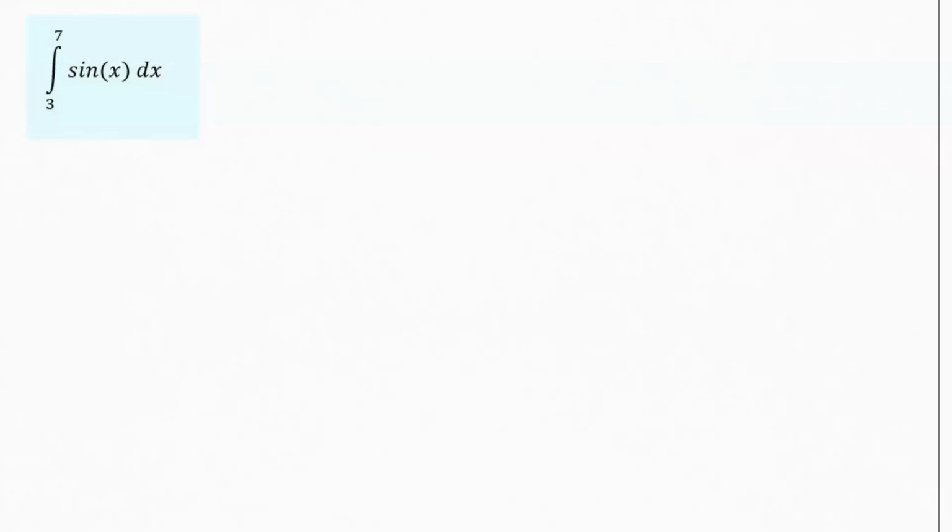This is an example of a definite integral problem. You know it's a definite integral when your integral symbol has numbers for its bounds. So we're looking at the definite integral from 3 to 7 of the sine of x dx. The integral symbol up in front and the dx at the back are just directions telling you what to do to this sine function in the middle here.